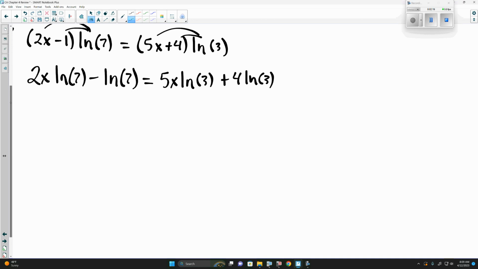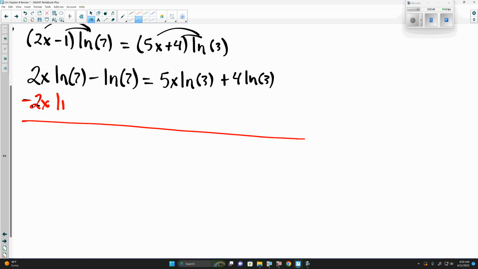Now at this point, we need to get the variables together. We need to get the x's together, and we need to get everything else on the other side. How we move these really doesn't make a big difference. I can move the 5x ln of 3 over to the left-hand side, or we can move the 2x to the right-hand side. It doesn't matter which way we go, we just need to move them one or the other.